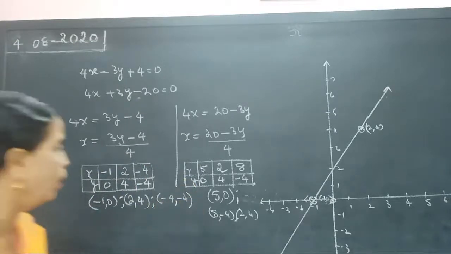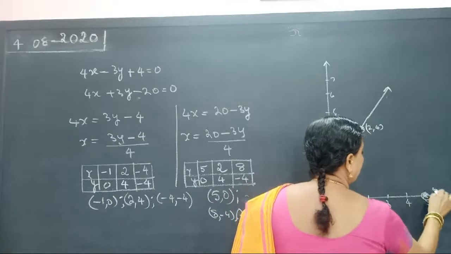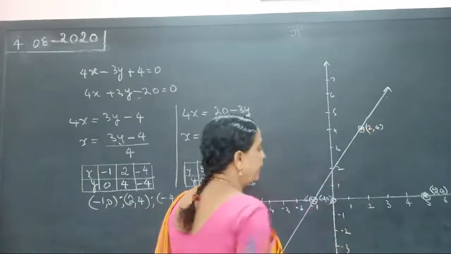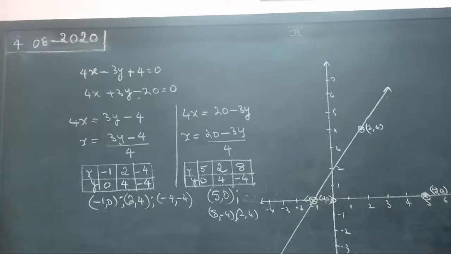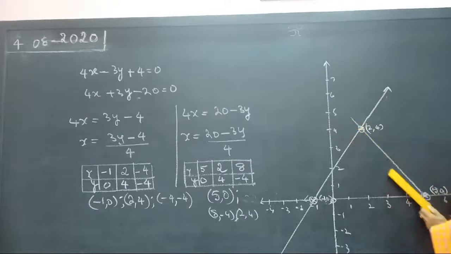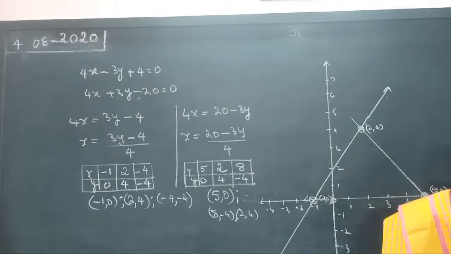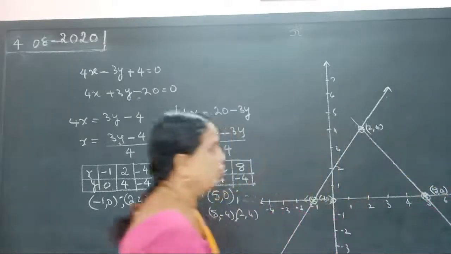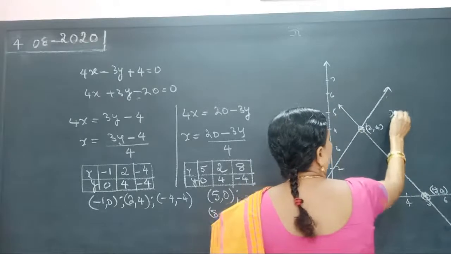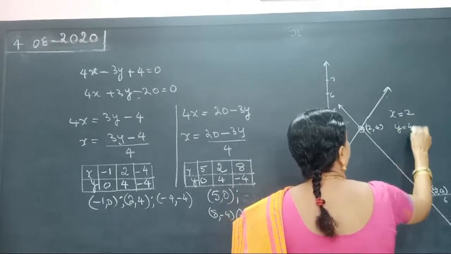And coming to the second part, 5 0, 2 4, same 2 4, 8 minus 4, 8 minus 4 here. Now join them, 8 minus 4, like this. So you will get the intersecting lines. It has a unique solution. What is the solution? X equals 2, y is equal to 4.